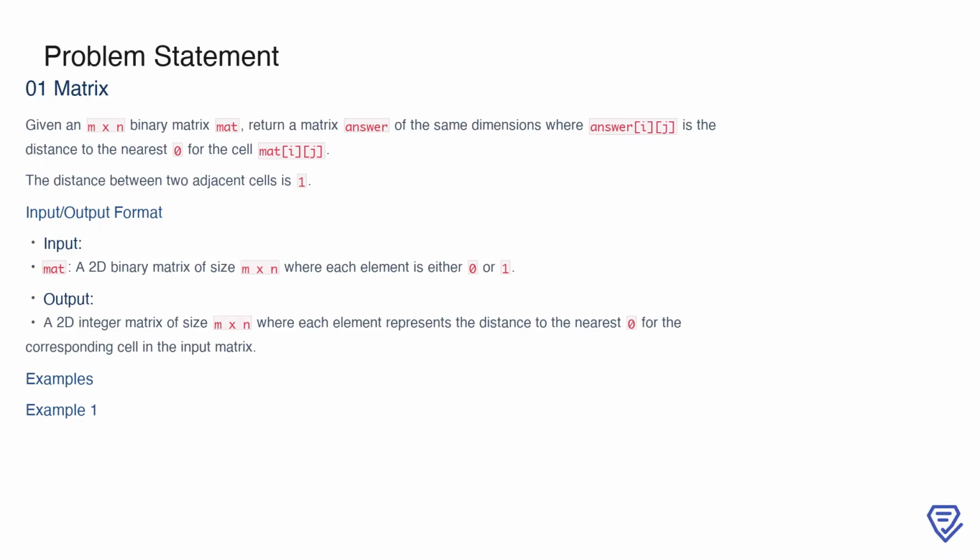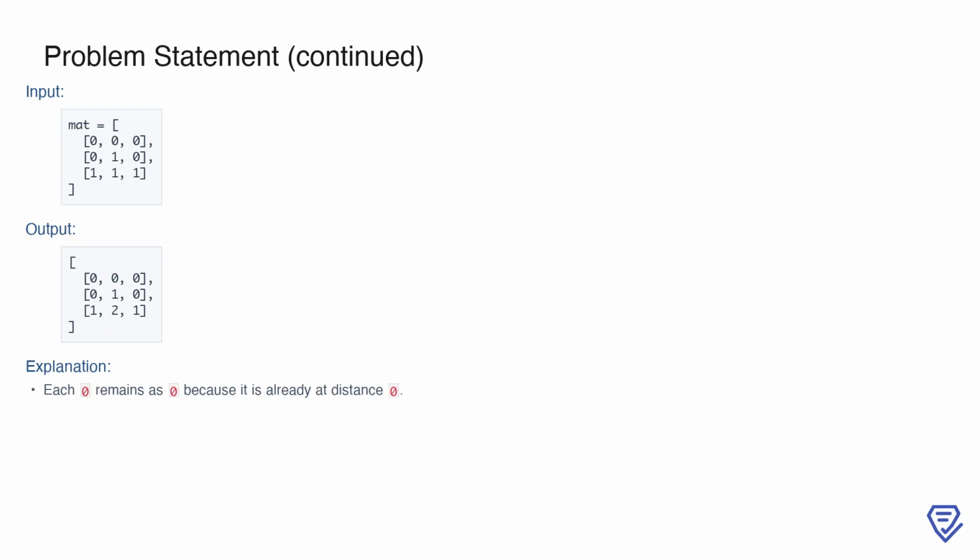The distance between two adjacent cells in the matrix is defined as 1. For instance, if two cells are directly next to each other horizontally or vertically, the distance between them is exactly 1 step. This problem requires us to find the minimum distance for every cell in the input matrix while adhering to this definition of adjacency. Let's look at an example to clarify the task.